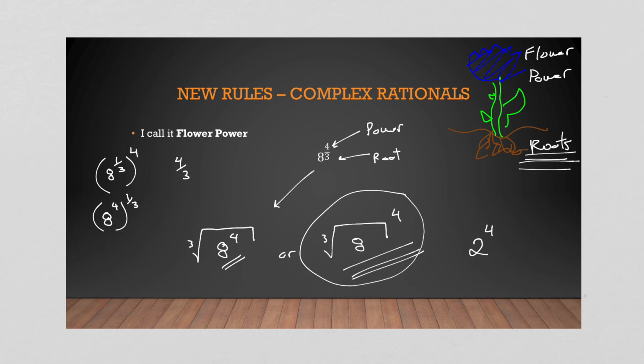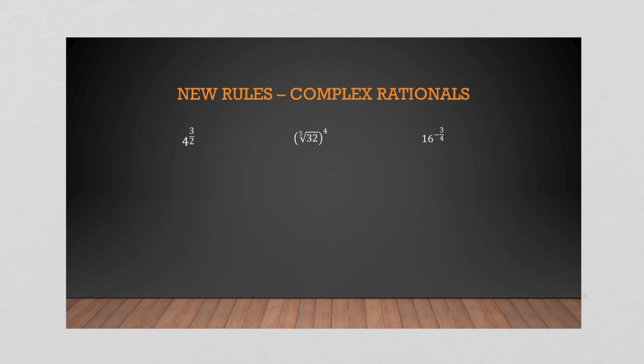Let's look at a couple examples. So how do I simplify these? Well, here I have 4 to the 3 halves, which means I have the square root of 4 cubed, because that's my root and that's my power. And you'll notice here it's helpful because now I can square root 4 and I just get 2. 2 cubed is 8. Done.